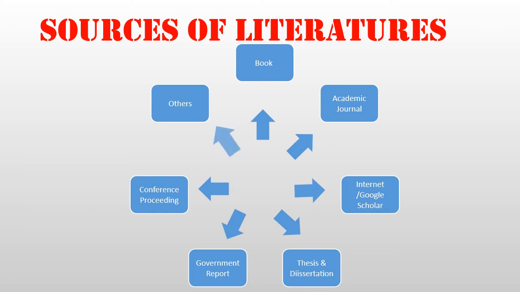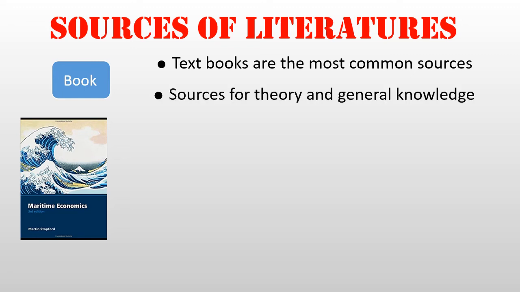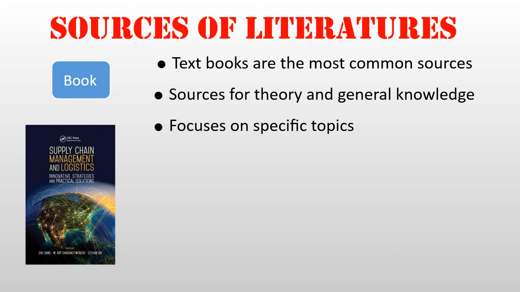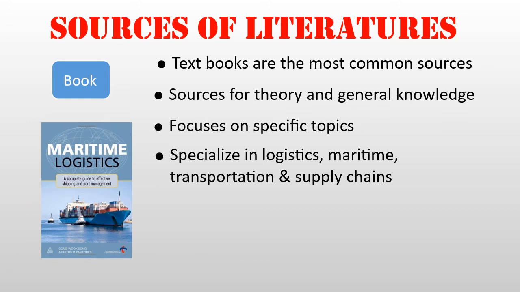Now, let us examine in detail each of the sources of literature review. One of the most common sources of literature review would be academic textbooks or any book related to the subject matter. Books, referring to academic textbooks, can be considered an excellent source of theories and general knowledge. This is because textbooks in the topics which we focus on, such as logistics, maritime, transportation and supply chain, are intended to provide readers with knowledge on those subjects.